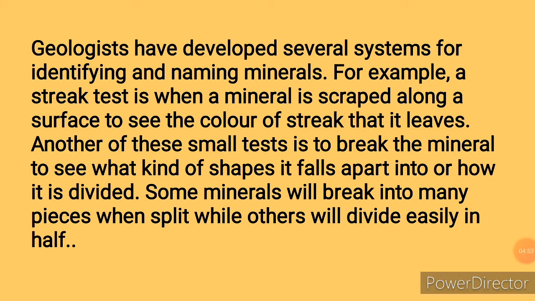For example, they use what we call a streak test. A streak test is when a mineral is scraped along a surface to see the color of streak that it leaves. So if I pick a mineral or a rock and drag it along a wall, the color that it gives me will determine what kind of minerals is present in that rock. Another one that we do is that we break it. When we break it, the way it breaks apart will determine what minerals are present. Sometimes it will break into smaller pieces, while sometimes it will break into larger pieces.